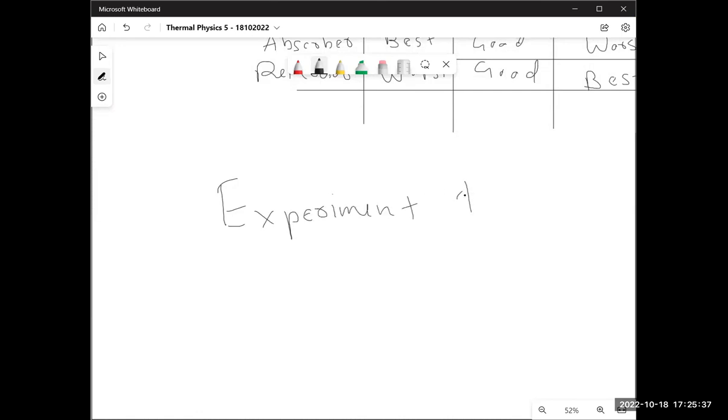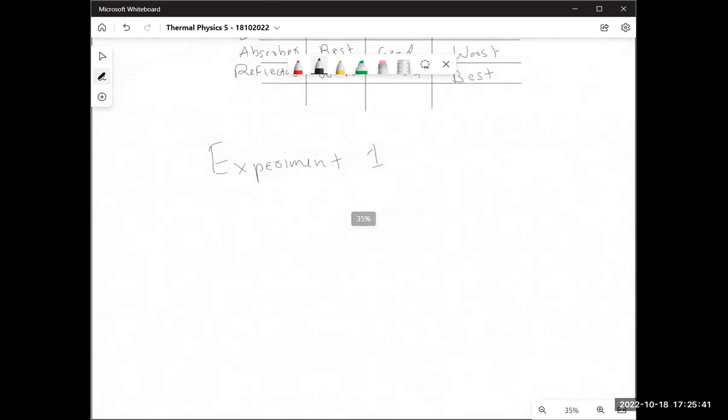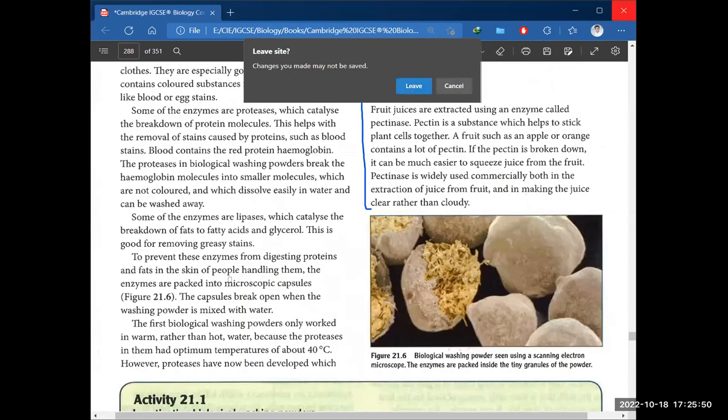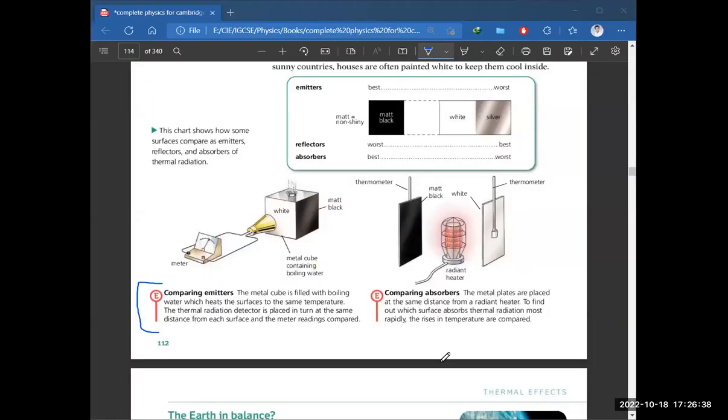Experiment 1. First experiment is this one. Look at the book. And I want you to start reading from here. This one. Just a second. So fine. I think I did tell you about this.